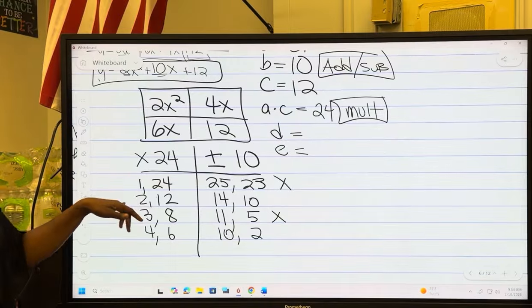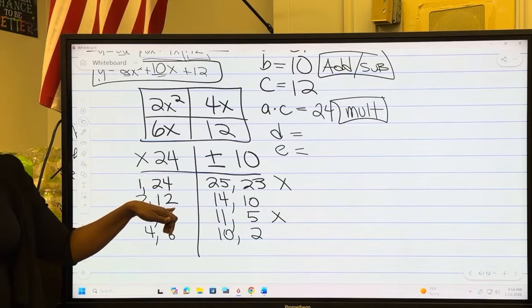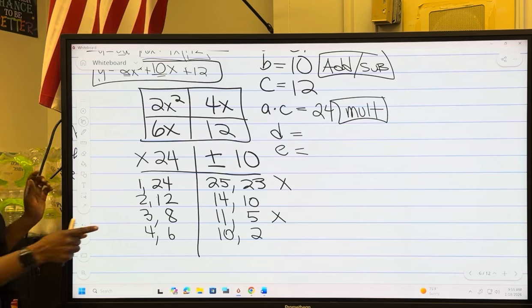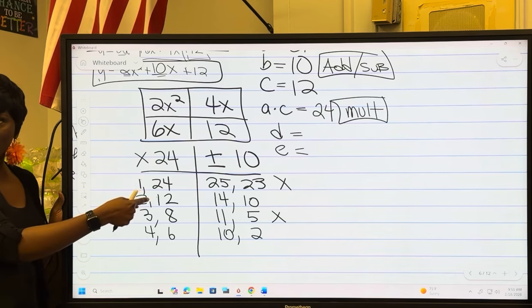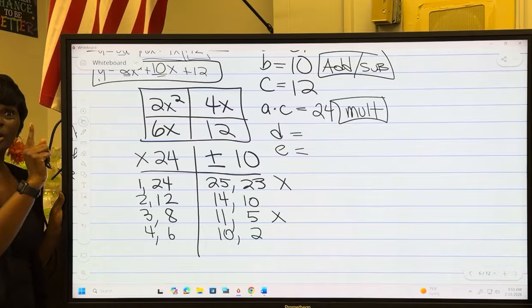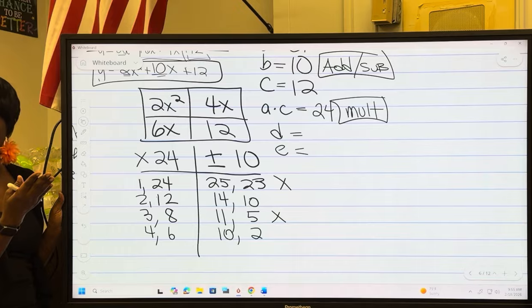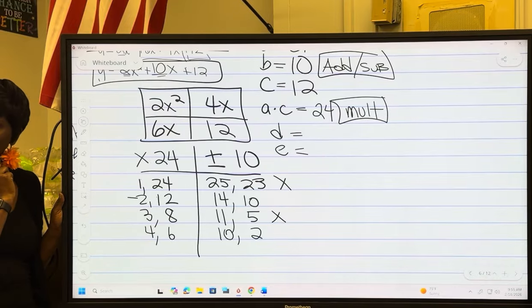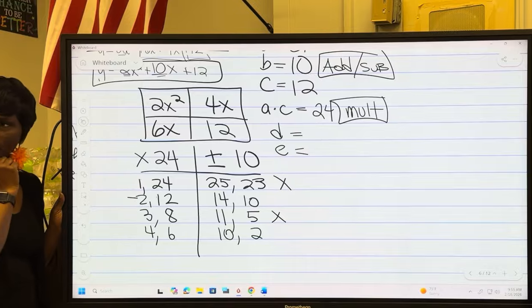And what if you multiply negative 2 and 12? You would get negative 24. Right? How would you get 10 out of these? It would have to be a positive 12 and a negative 2. That's how you get a positive 10, because your bigger number has to be positive, right? But what would you get if you had a negative 2 right here and you multiplied? What's negative 2 times positive 12?